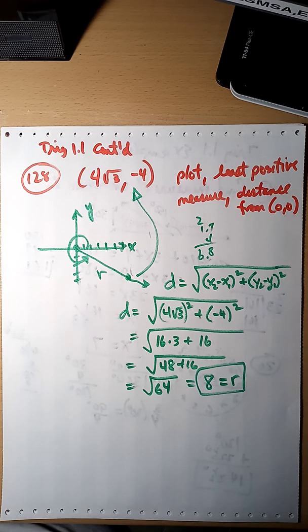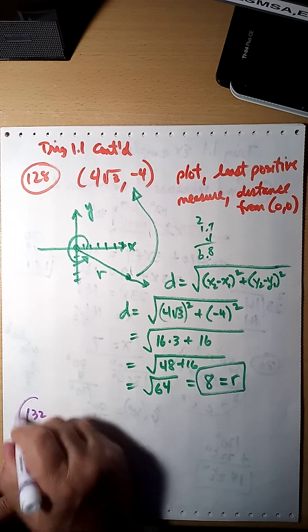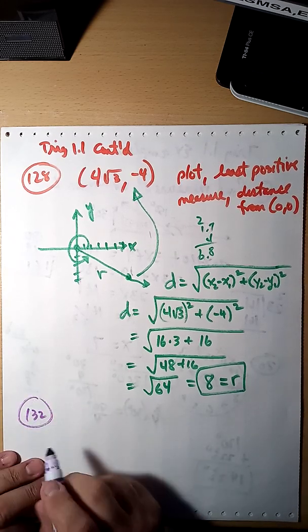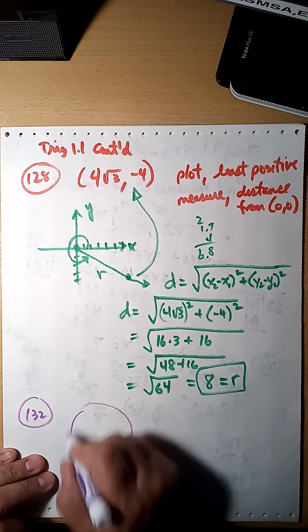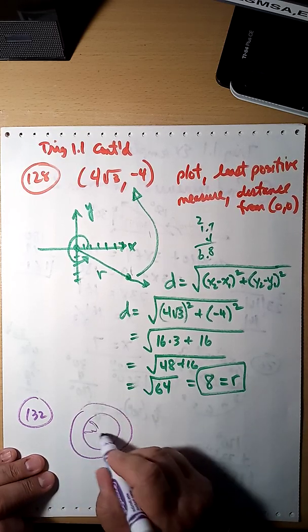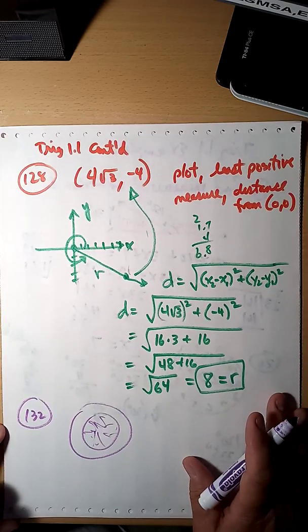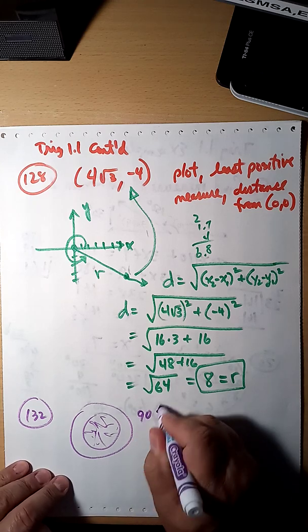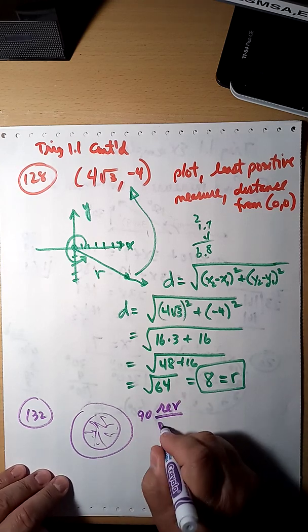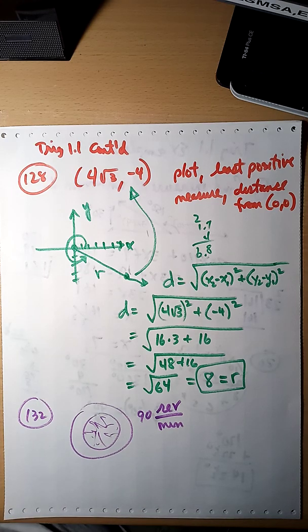Another problem on that same page, 132, a rotating tire. So we got this tire. It's got the nice spoke wheels. I guess that's a windmill. It could be a tire. 90 revolutions per minute. I'm going to call it rev per min. So I've got something to work with. How many revolutions does it make per second?